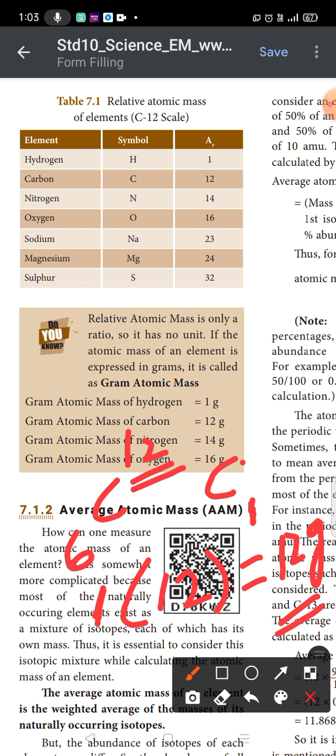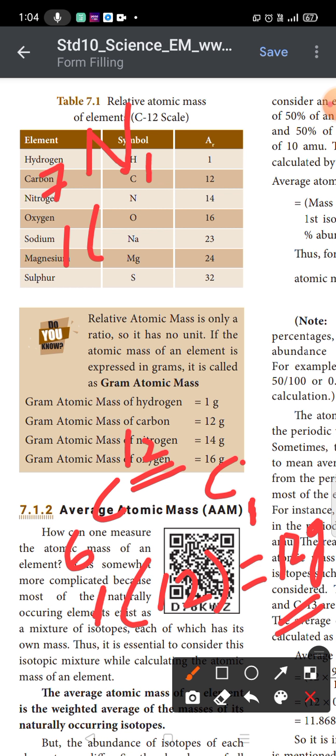The next one is gram atomic mass of nitrogen. Let us take nitrogen. It consists of only one atom. If the nitrogen is having only one atom, so the gram atomic mass will be 1 into the nitrogen mass number. The atomic number is 7.